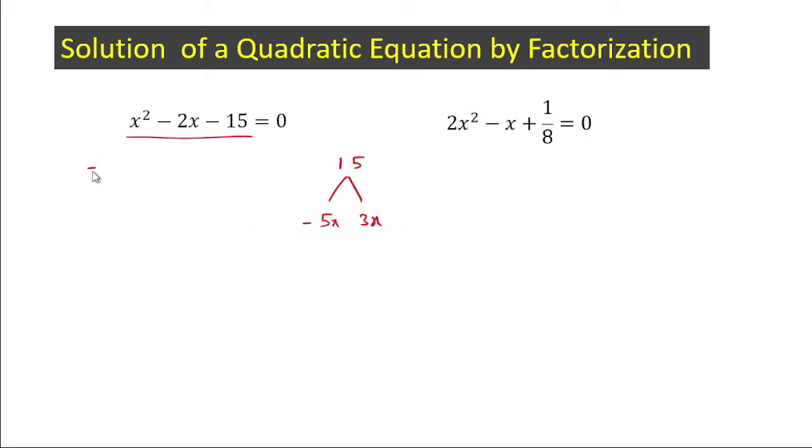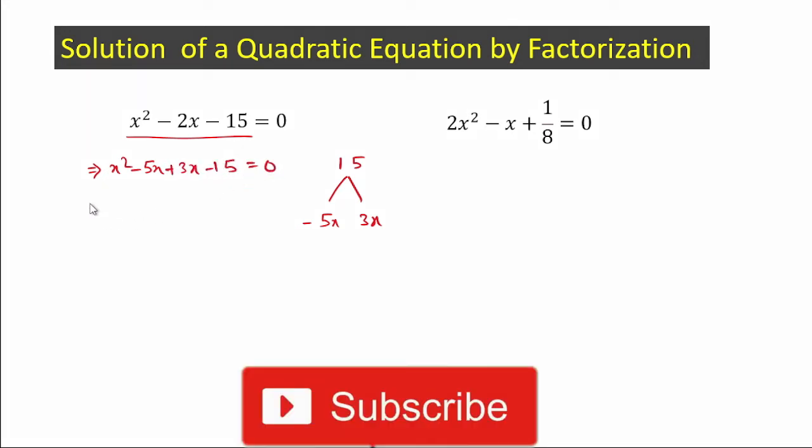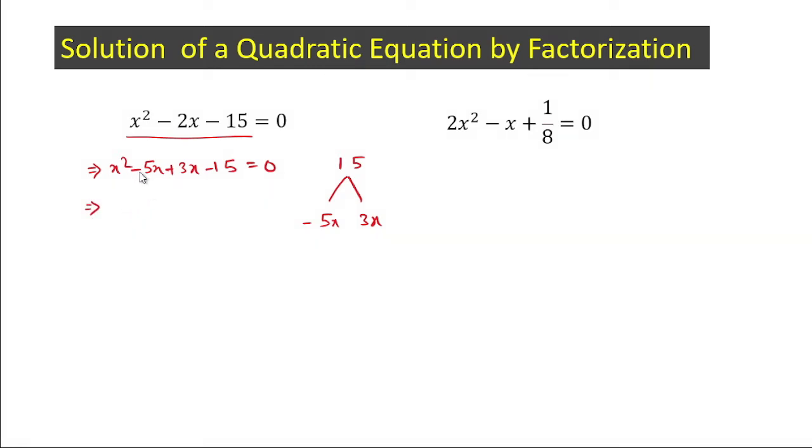So we can write x square minus 5x plus 3x minus 15 is equal to 0. Very simple. Now we'll take the common factor. The next step is to take the common factor between the first two terms and then between the second two.